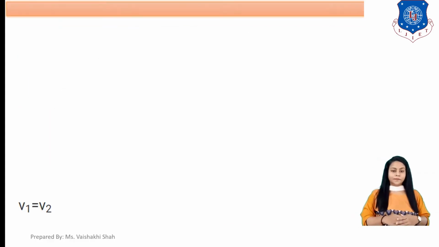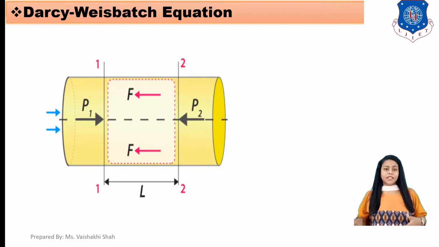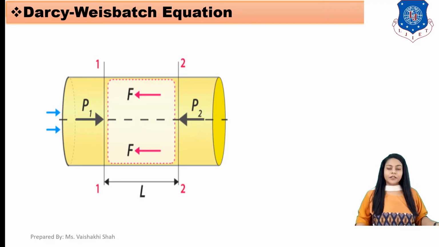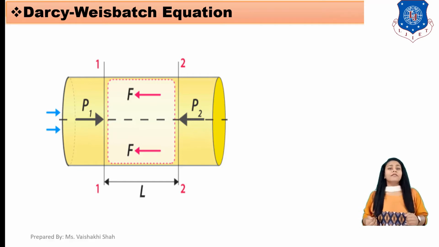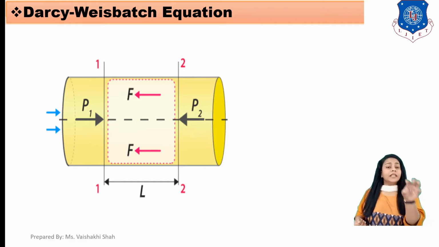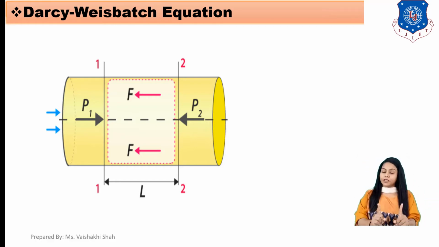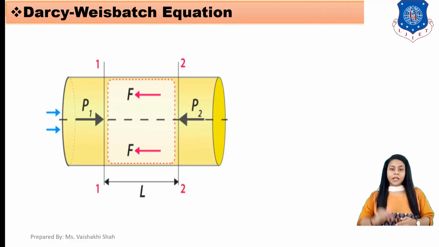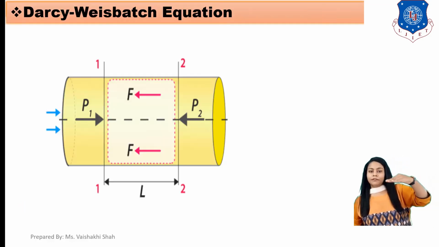So our first theory of this chapter is the Darcy Weisbach equation. As we said earlier, this equation is used to find major energy losses due to friction. Here we are finding energy loss due to friction only. As you can see in this diagram, consider a circular pipe. This is the direction of the flow.